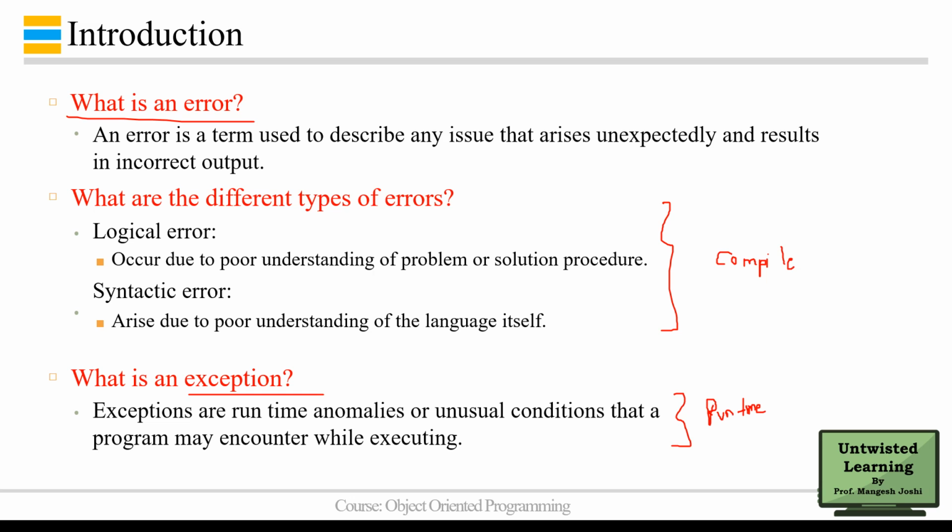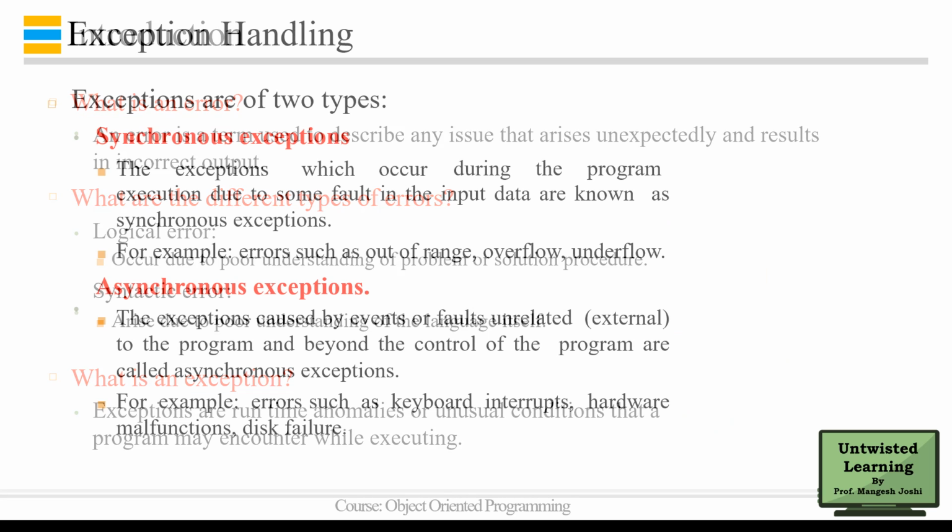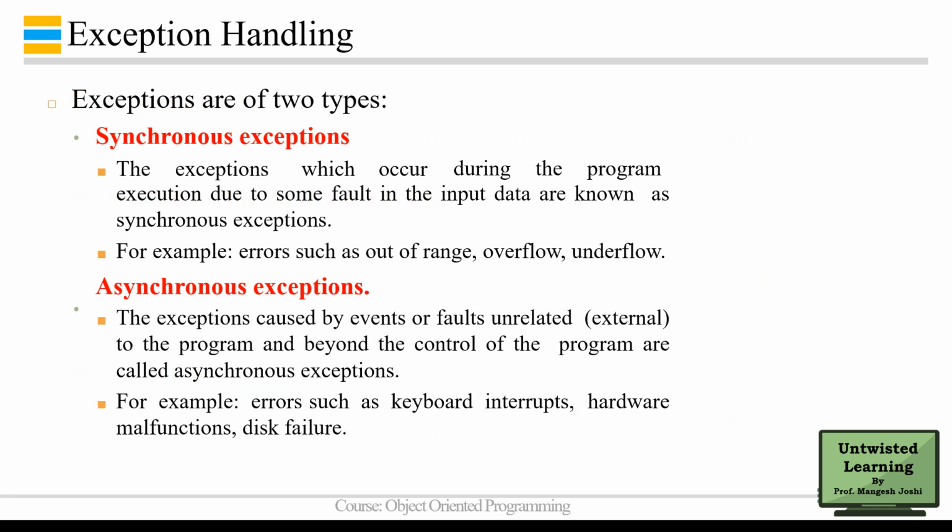It means your programming is correct, but whenever you are running through loops, sometimes some condition may occur where your program tries to divide something by 0. So this is an exception. Exceptions are basically of two types: one is synchronous exception and the other is asynchronous exception.